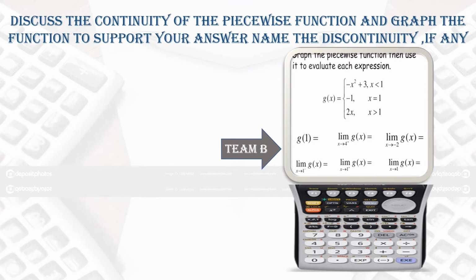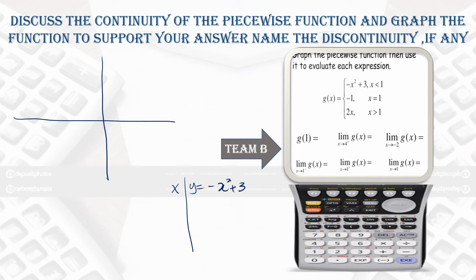Now let's see how we will make a graph. So quickly we will make the graph. In the graph, here we will take x less than 1. It means we will take x and y values. For y values we are taking -x² + 3, and we start from the numbers given in the table. So 1, 0, -1. If we put here -(1)² + 3, we will get 2. And here we will get 0² + 3, so the answer is 3.